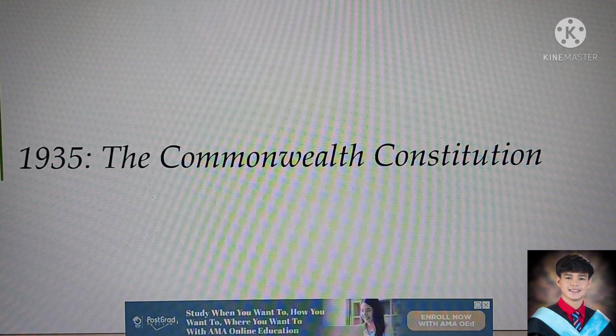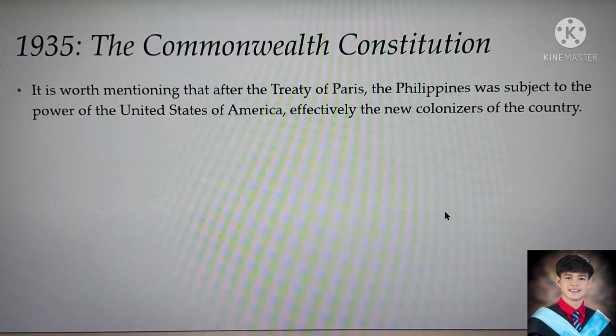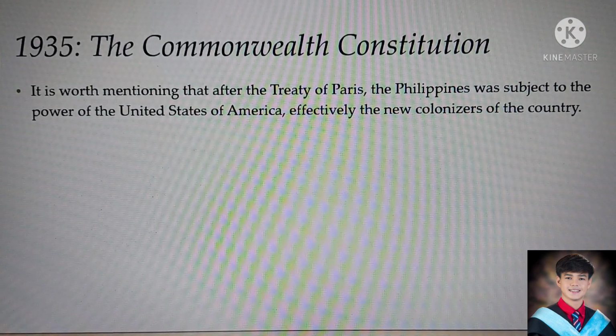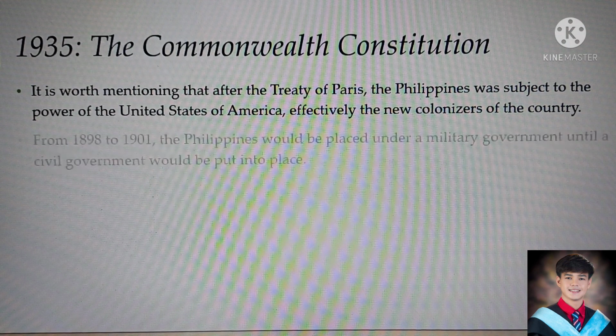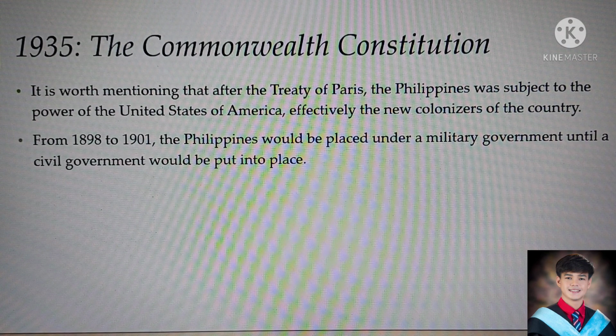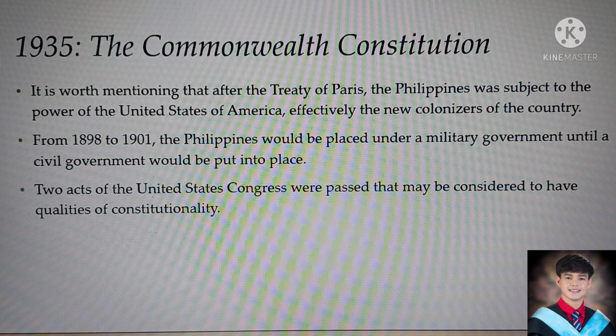Okay, the 1935 Commonwealth Constitution. It is worth mentioning that after the Treaty of Paris, the Philippines was subject to the power of the United States of America, effectively the new colonizer of the country. From 1898 to 1901, the Philippines would be placed under military government until a civil government would be put into place. 2 acts of the United States Congress were passed that may be considered 2 qualities of constitutionality.